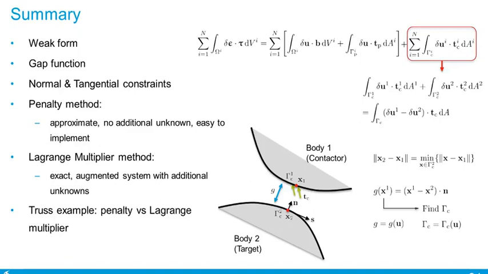Then we've given a simple truss example to illustrate the penalty and the Lagrange multiplier method. And finally, we've talked about a few practical issues.